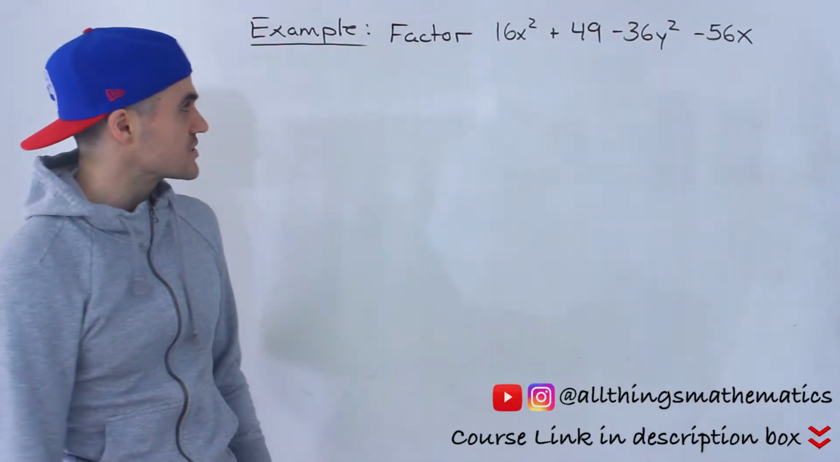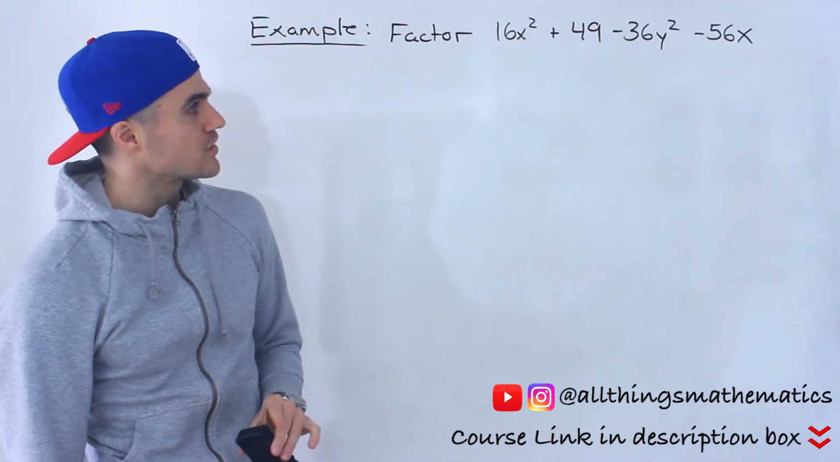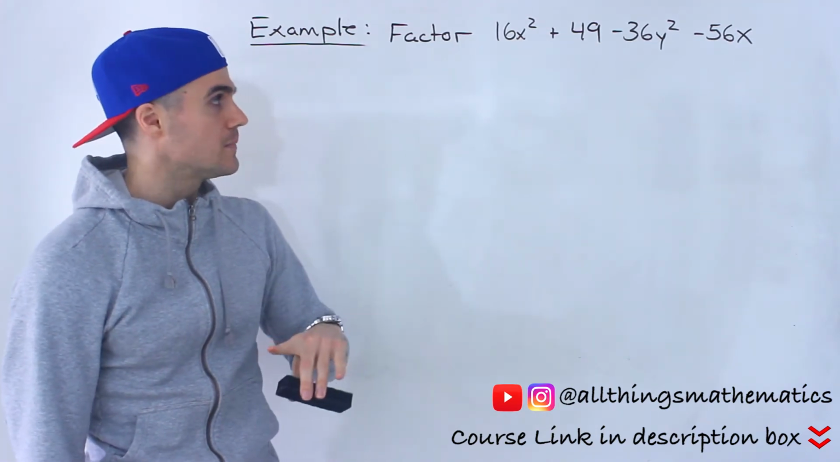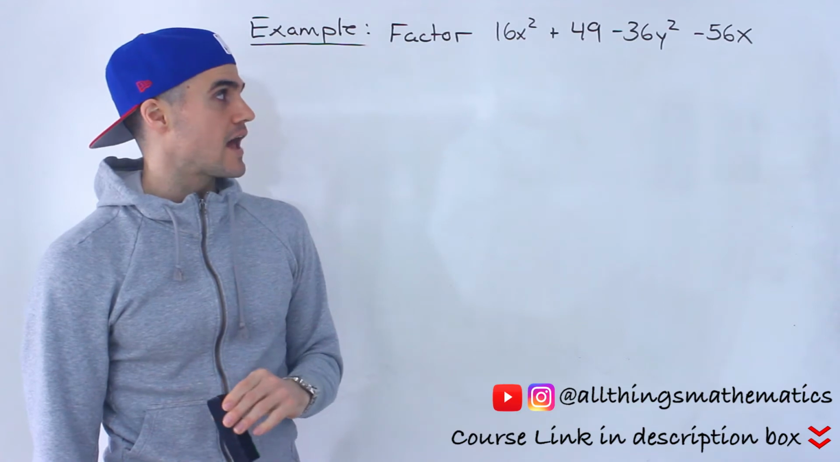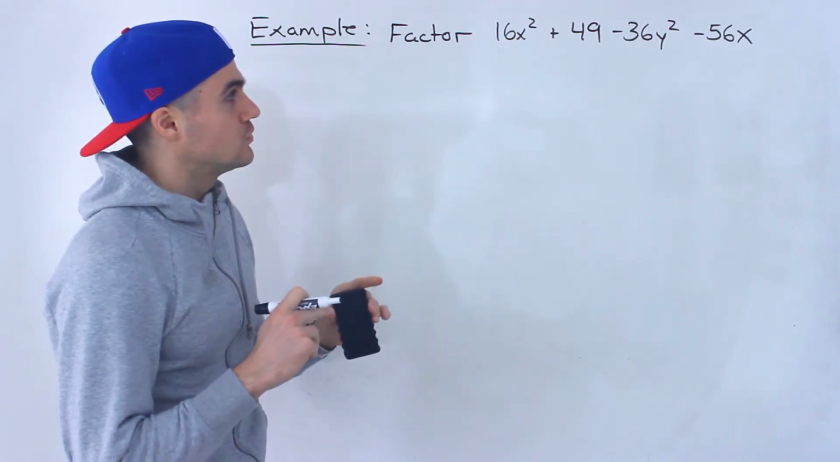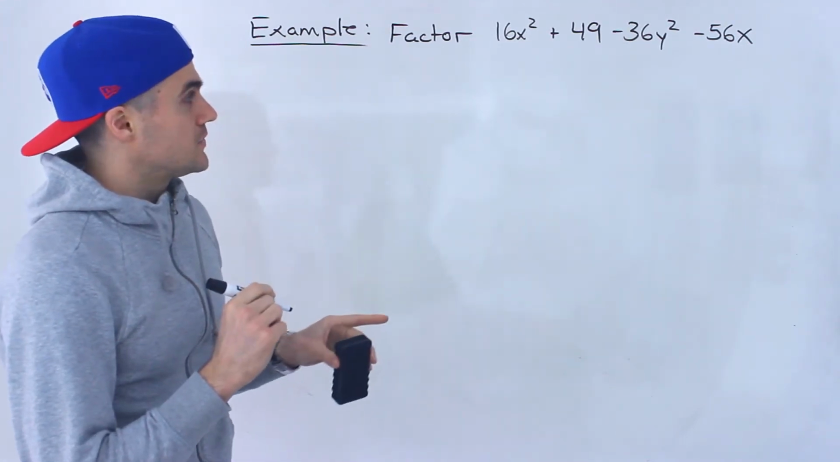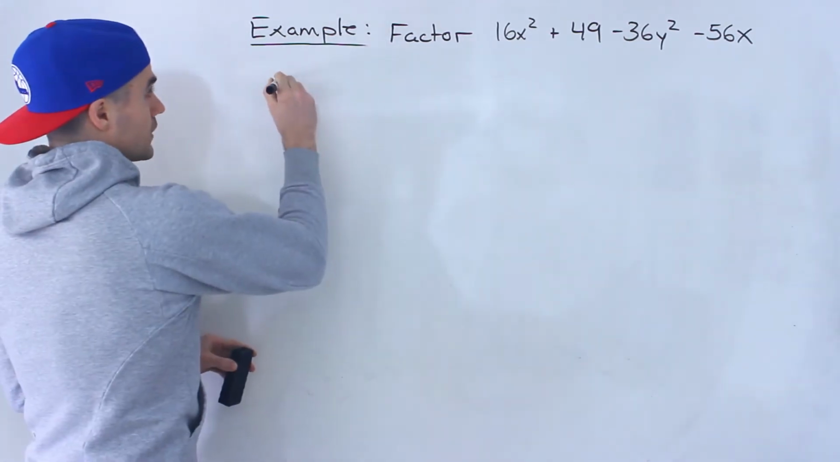Moving on to the next question. We have to factor this expression here: 16x squared plus 49 minus 36y squared minus 56x. So this one's going to be fairly tricky. We're actually going to have to do multiple factoring steps here. So let me rewrite it over here.